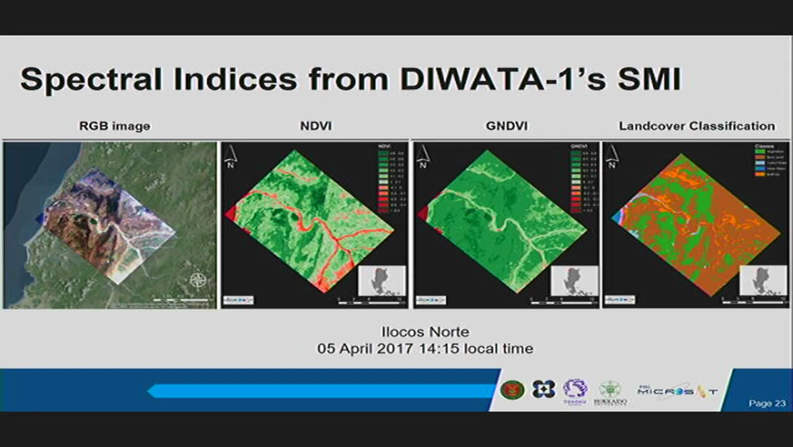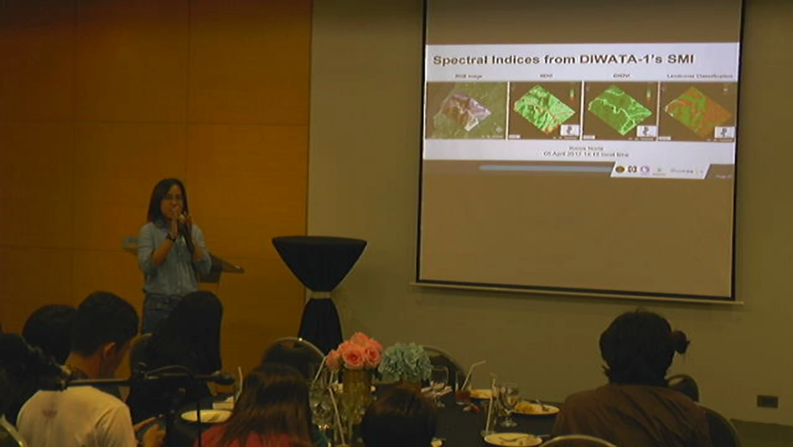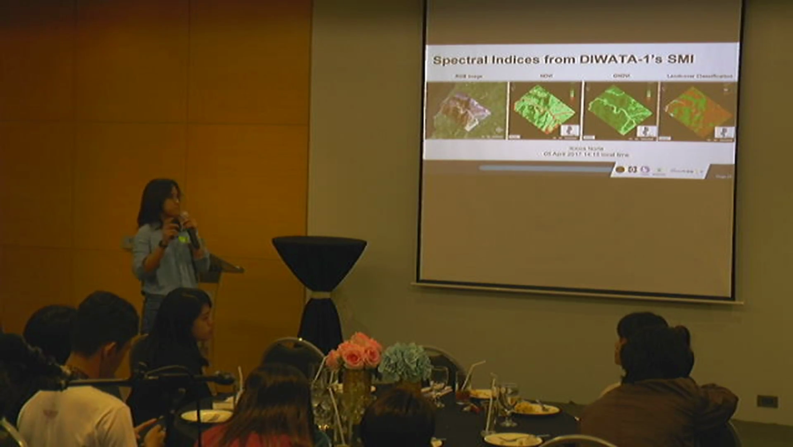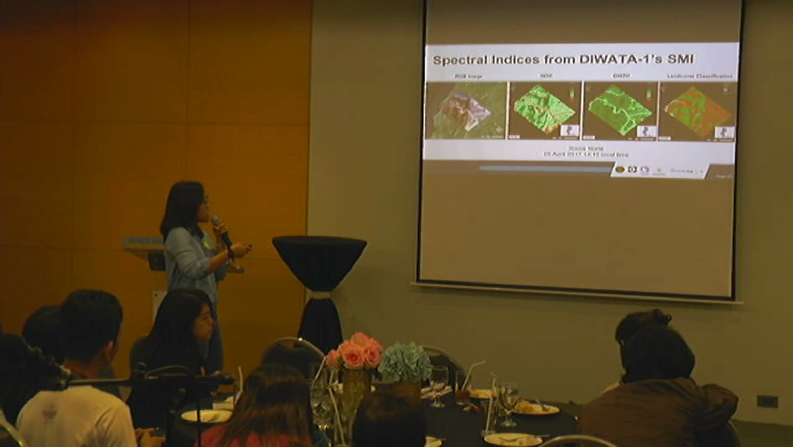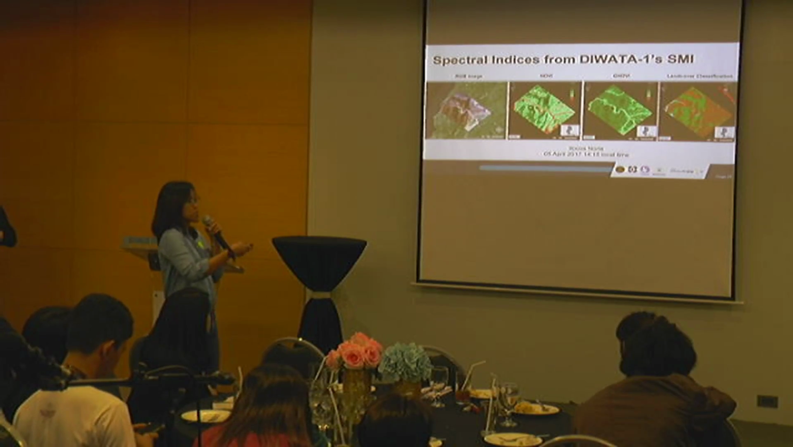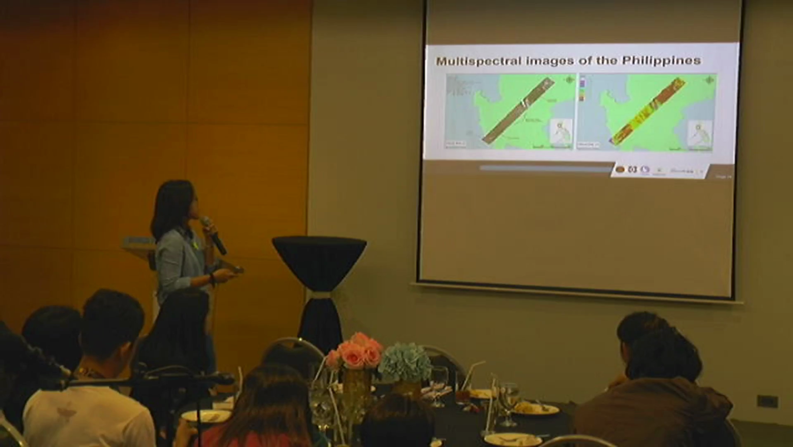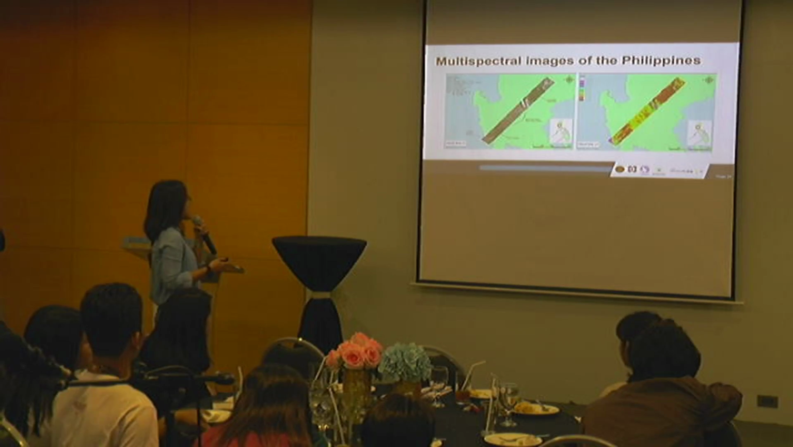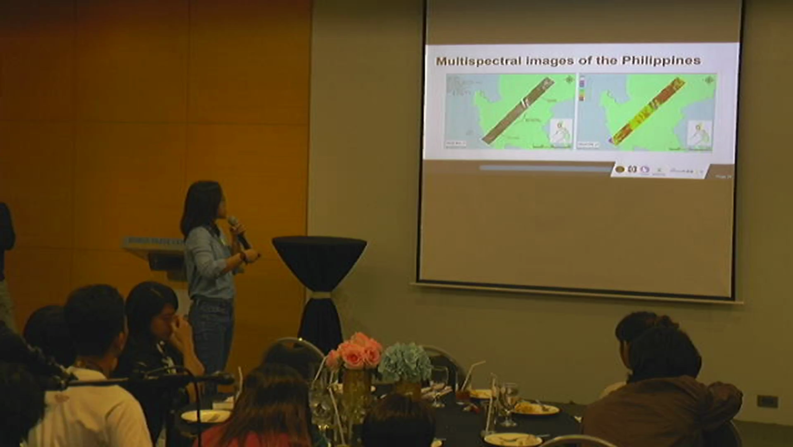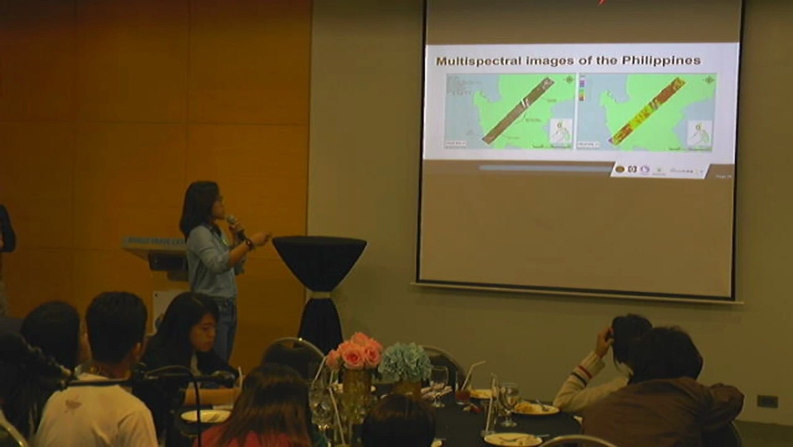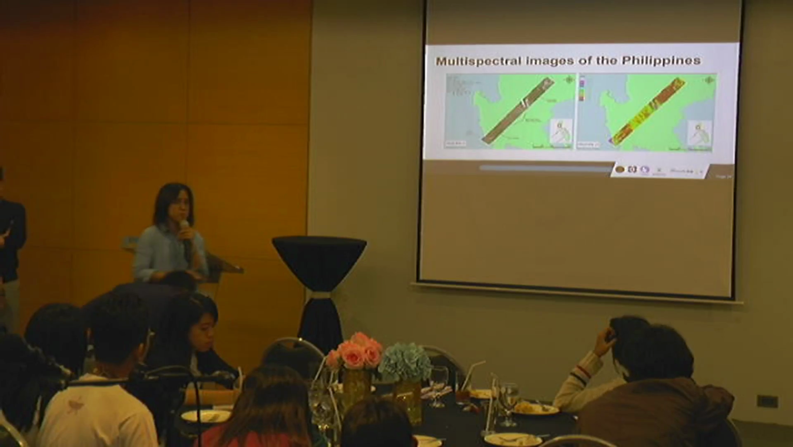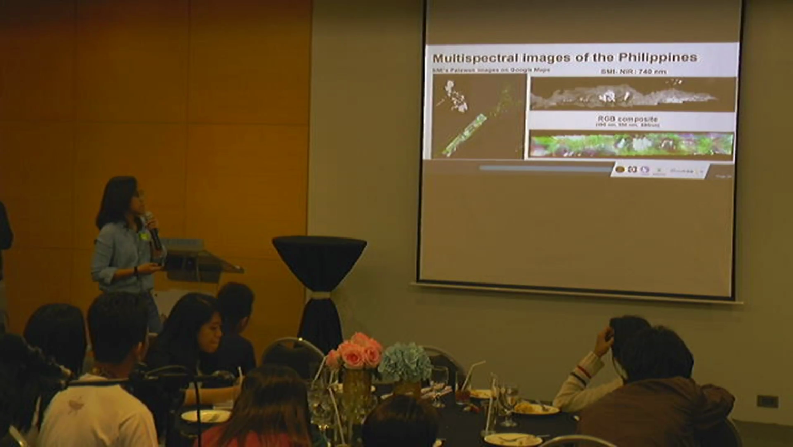Okay, this is a sample image taken by SMI in Ilocos Norte, and the corresponding NDVI and GNDVI. NDVI is near infrared minus red. GNDVI is near infrared minus green. And then the land cover classification of the same image. Okay. Also a sample image taken by SMI along Central Luzon, and the corresponding NDVI map as well. In Palawan.